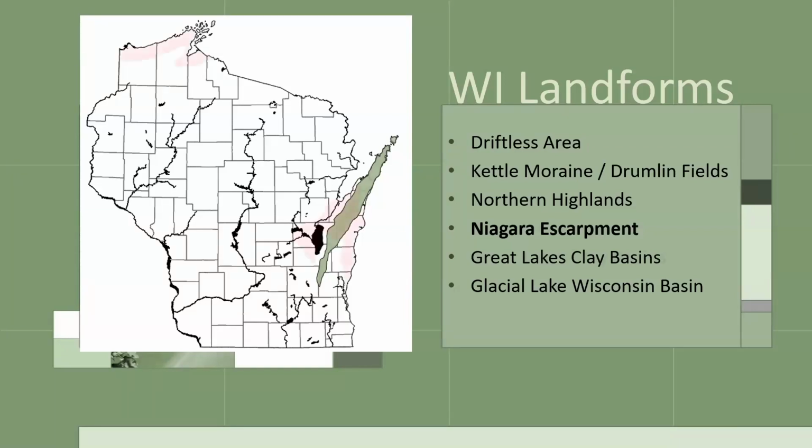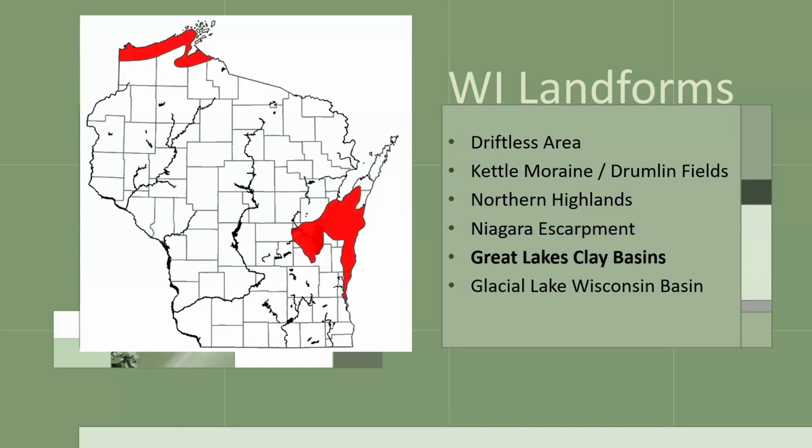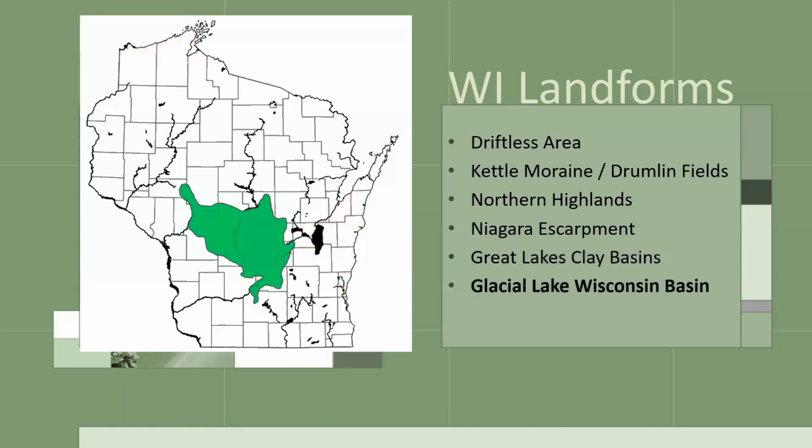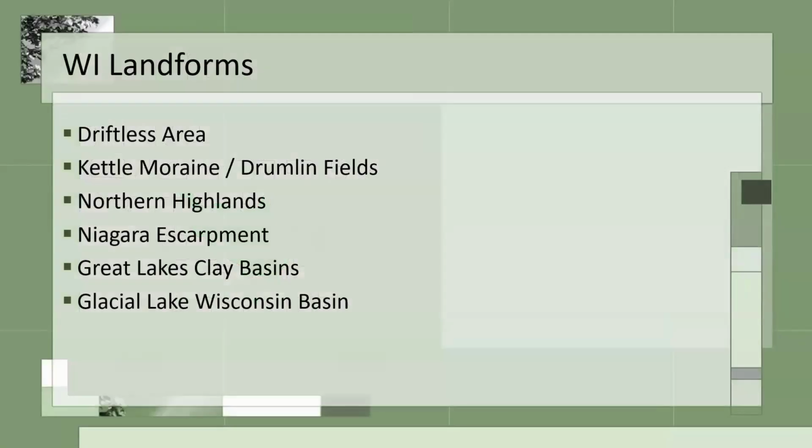And then we also have the Great Lakes clay basins. There's the Superior Clay Basin and then the Lake Michigan Clay Basin, which have some unique soils associated with those. And then the last one that we're going to talk about will be the Glacial Lake Wisconsin Basin, the central sands and the glacial lake that used to be there, and what some of those features are. So those are some of the upcoming ones that we're going to talk about with the landforms. These are going to be our next topics for the next couple months.